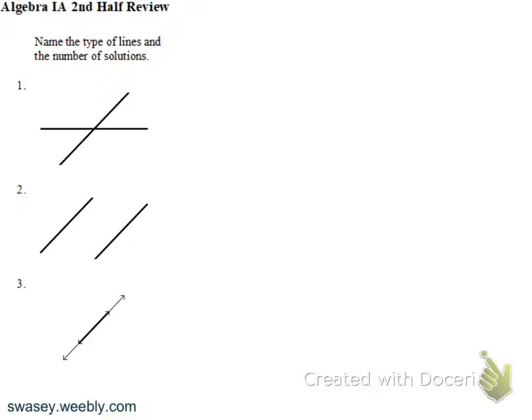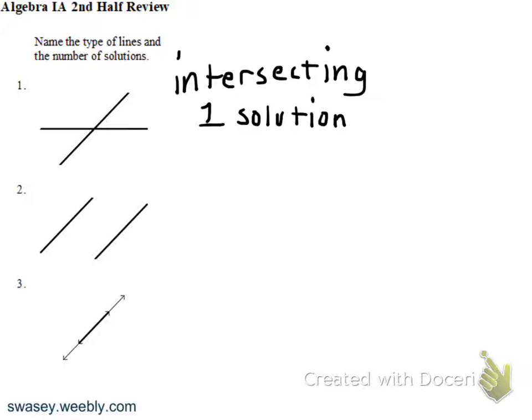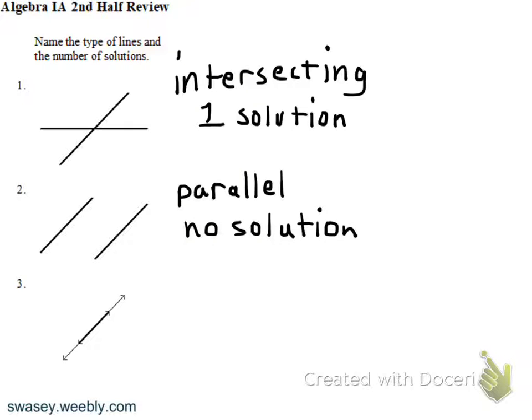This is the second half review for Algebra 1A. We solved systems of linear equations, and there were three different types that we saw. The first type was intersecting lines with one solution. The next type we saw was parallel lines, and they had no points in common, so no solution. And the third type was coinciding, infinitely many solutions. All the points on one were on the other.